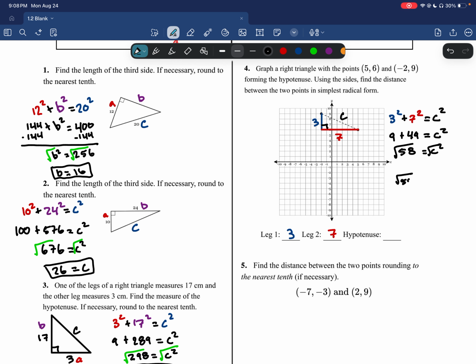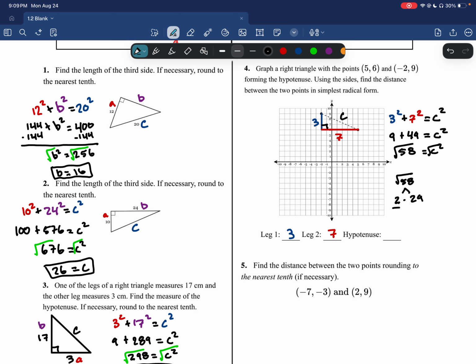We got the square root of 58. I'm going to say, okay, what can I break 58 into? Well, 58 is an even number, so I can break it into 2, and in this case, 29. 2 times 29 is 58.